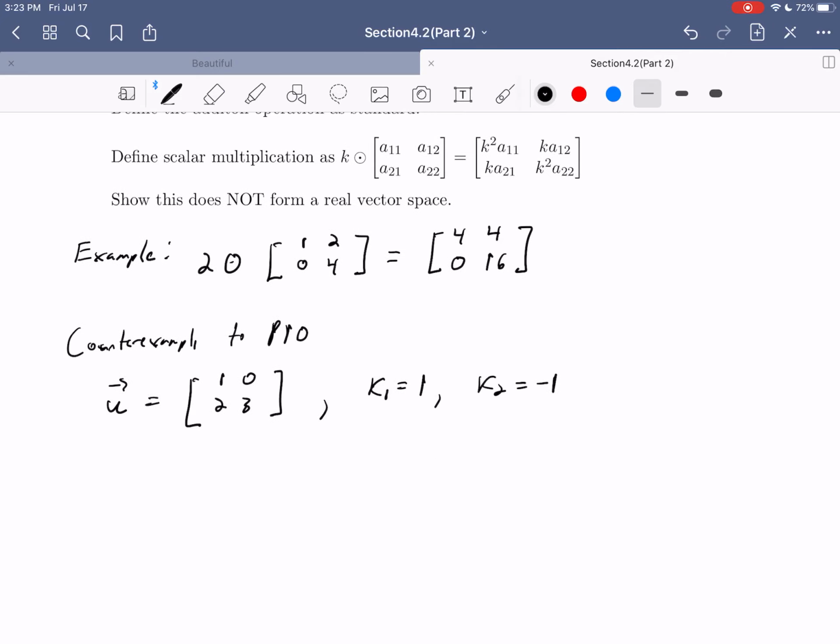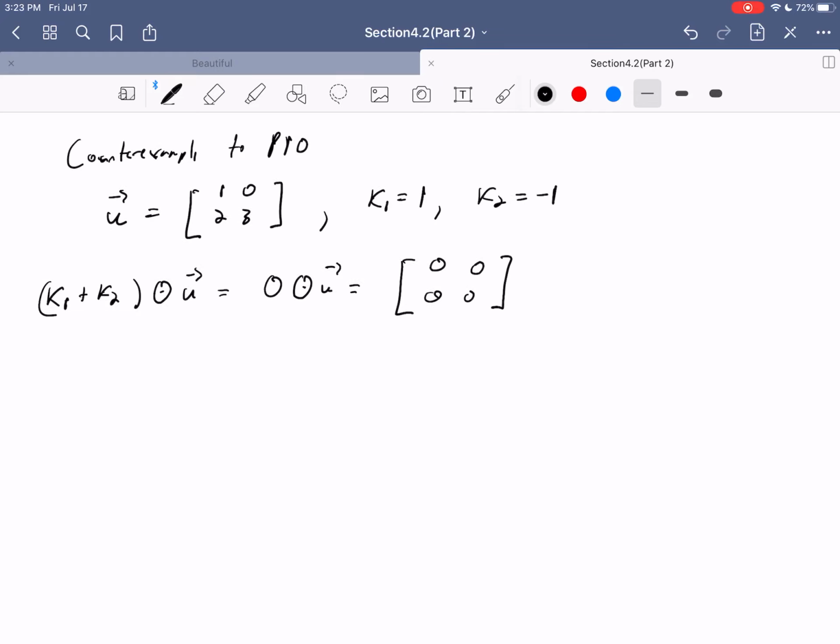So one way that we're supposed to look at it is K1 plus K2 scalar multiplied with U. So if we do it that way, K1 plus K2 is going to be 0 scalar multiplied with U. And of course, if we look, 0 squared and 0, it's just going to 0 out every element. So we're going to get 0, 0, 0, 0.